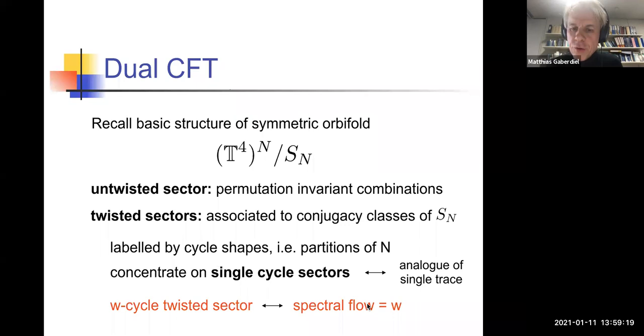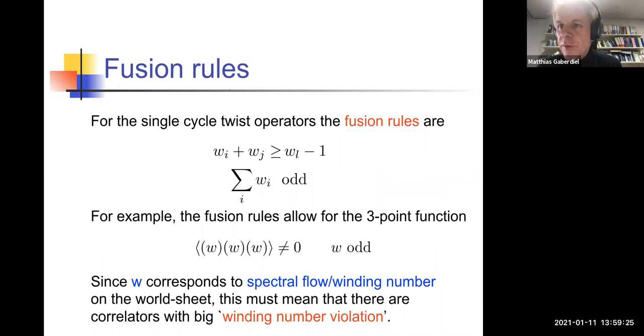Now, what are the sort of things we want to reproduce from the worldsheet? I first want to explain to you a few facts about how to calculate the correlation functions in the symmetric orbifold. And the simpler thing to state are the fusion rules. So this is the question, which three-point functions are non-zero? Now, the fusion rules for the symmetric orbifold are the condition that the three W's, W_i, W_j, and W_l, which characterize the three twisted sector states, must have the property that they sum up to an odd number, and the sum of any two must be bigger than the third one minus one. These are the fusion rules for the symmetric orbifold.